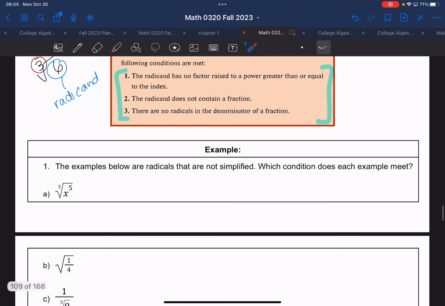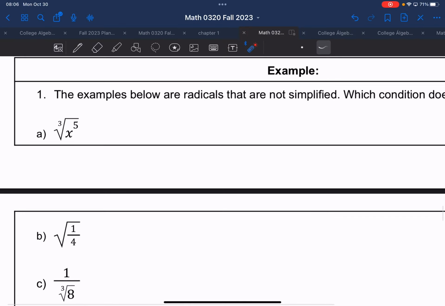So looking at the first example, it says the examples below are radicals that are not simplified. Which condition does each example meet? Okay, so these are examples that cannot be simplified, and we're going to say it either meets rule 1, 2, or 3, what we just went over. Okay, so looking at part A, we have the third root of x to the 5th. Why can this not be simplified?